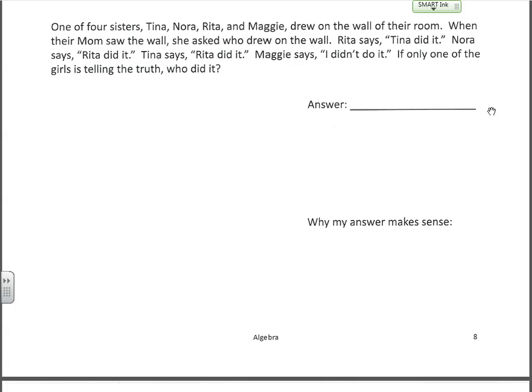So when mom saw the wall, she asked who drew on it. Rita said that Tina did it. Nora said that Rita did it. Tina said that Rita did it, probably because Rita said that Tina did it. And Maggie simply says, I didn't do it. But if only one of the girls is telling the truth, who did it? Okay? So you approach this knowing that one girl is telling the truth, which means the other 3 are liars. Okay?